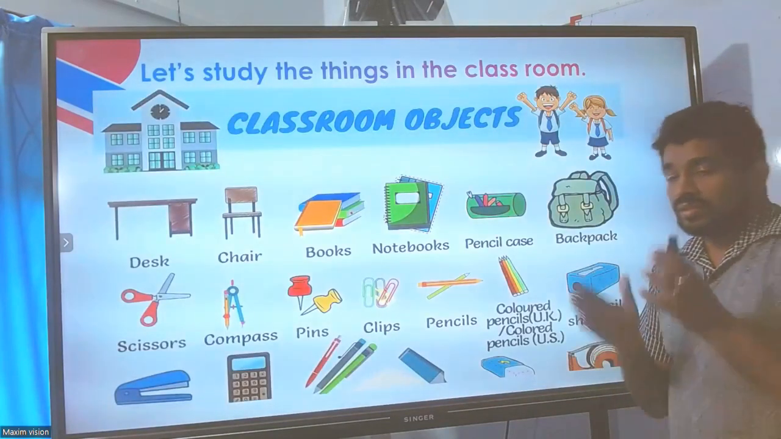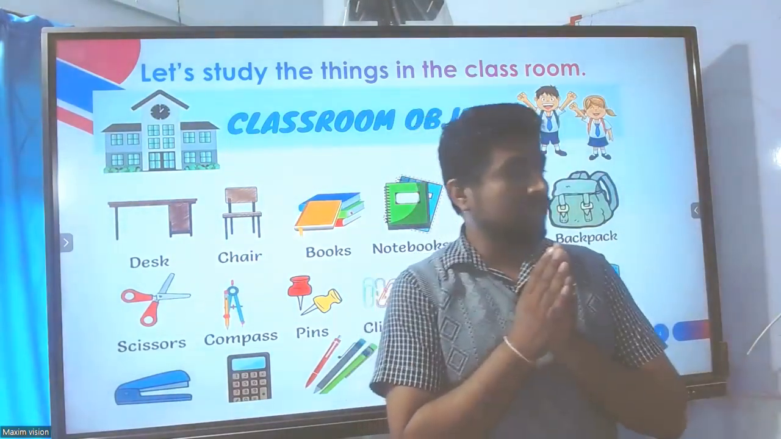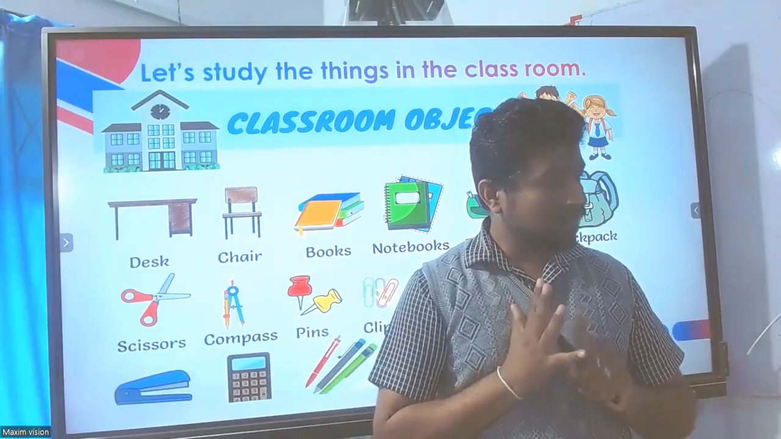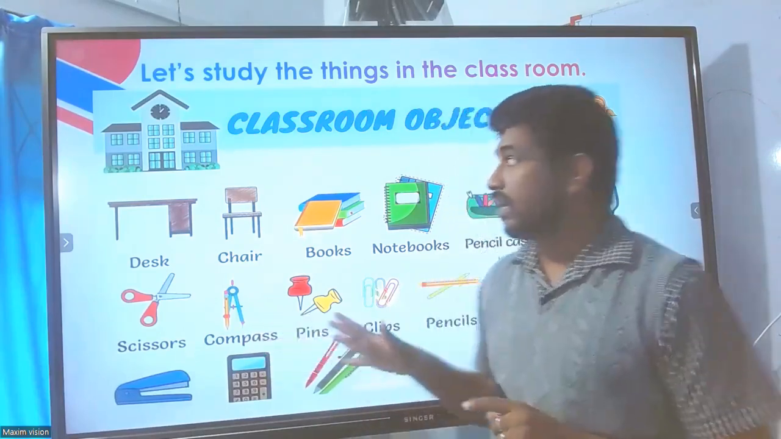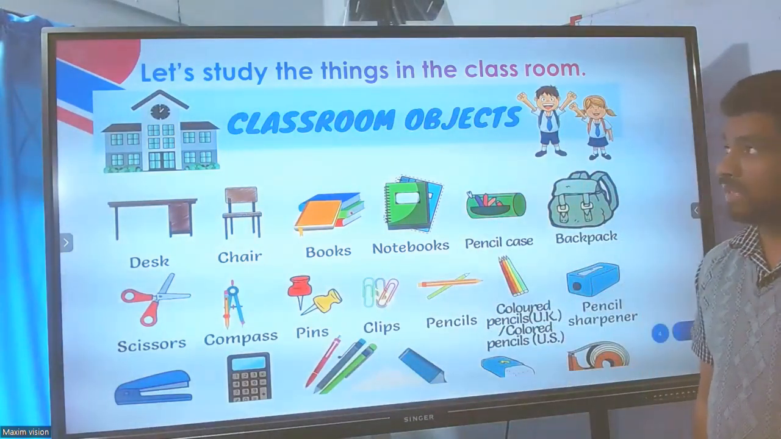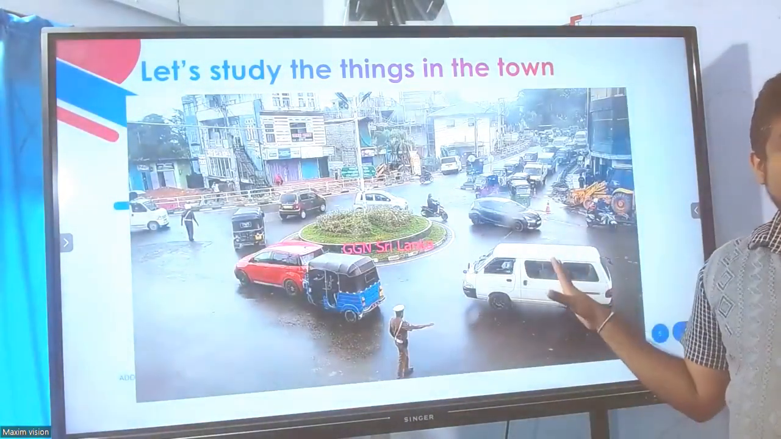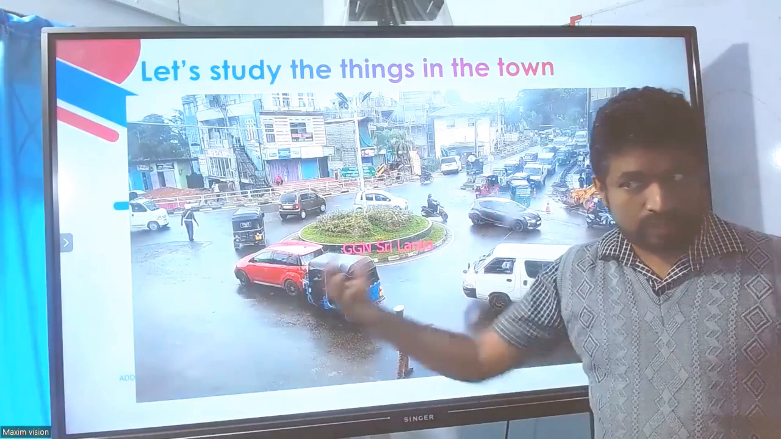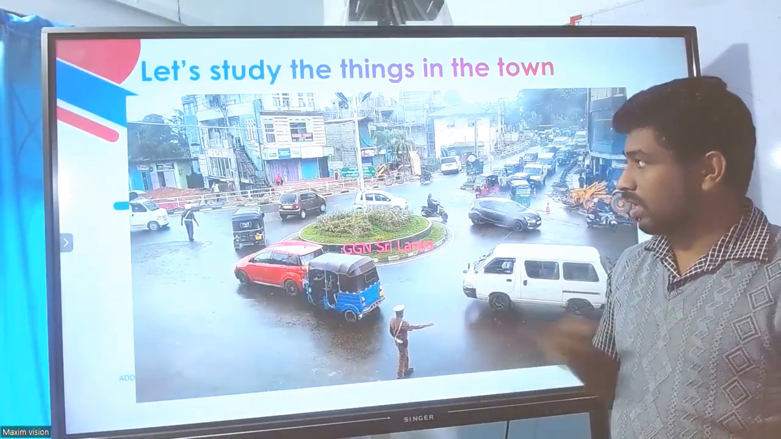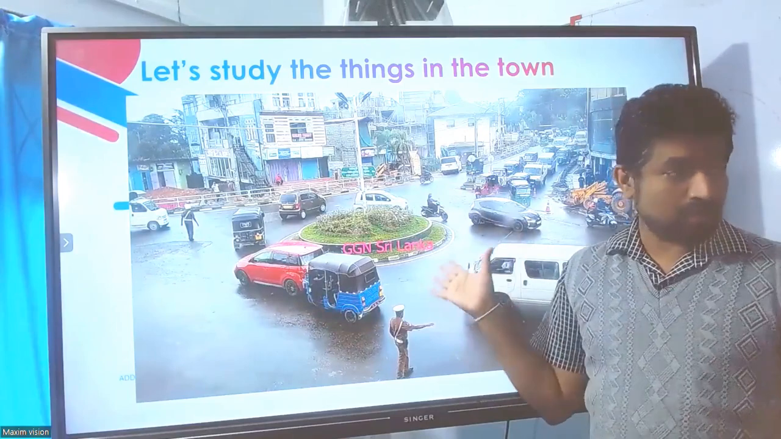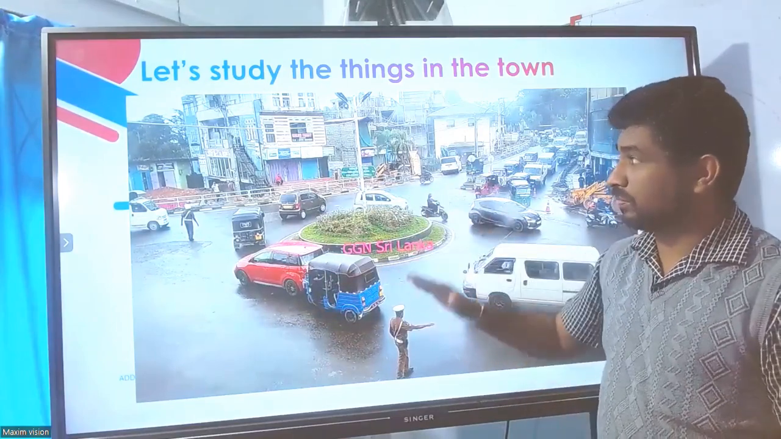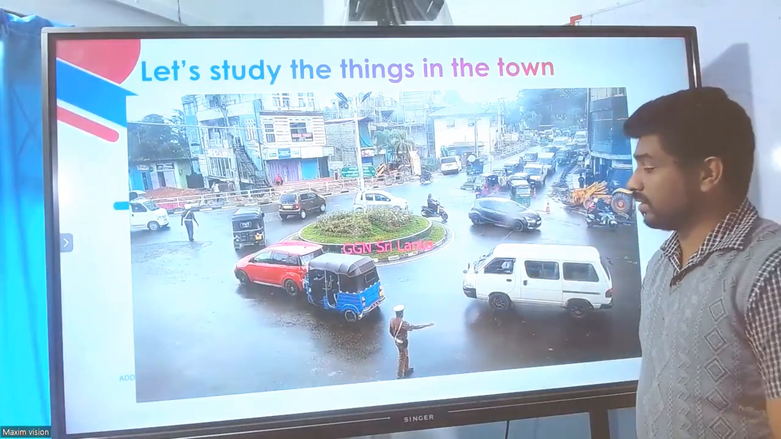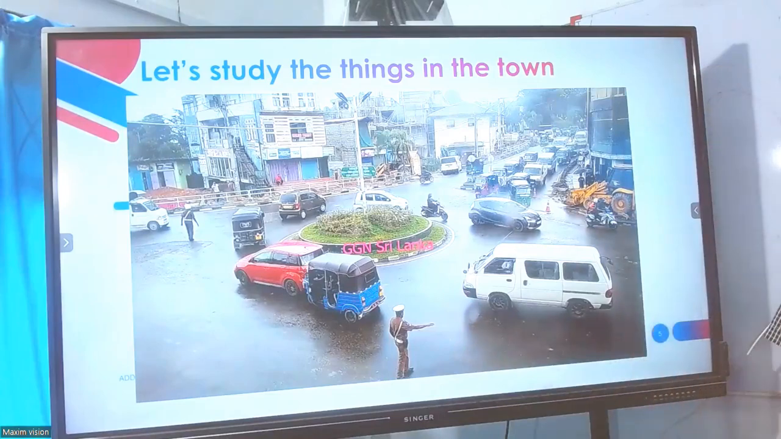Then we mention some of the areas that we are involved in during our day-to-day life. One is our classroom. There are so many things in our classroom that you can identify here. Then we discuss what things we can identify in the town. When you come to this class, you are passing the town. So there are so many things around us: vehicles, buildings, people, shops, textiles. We mentioned even policemen there.